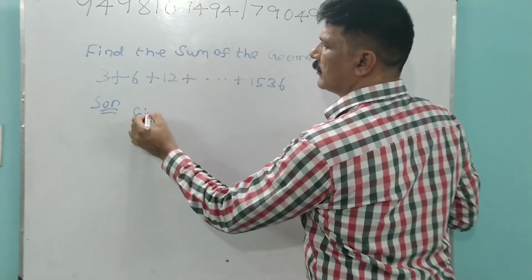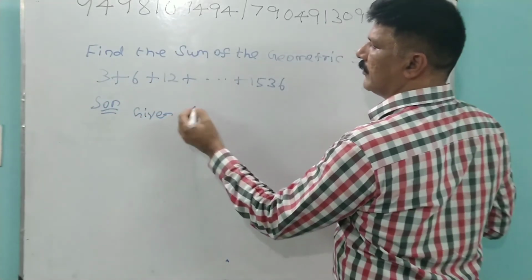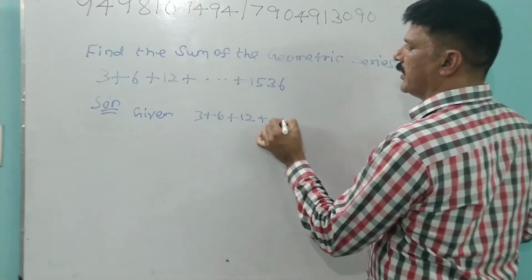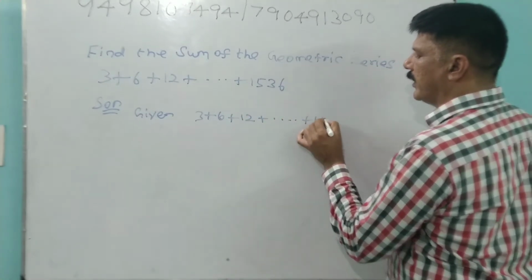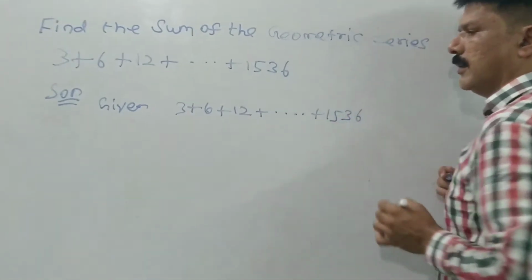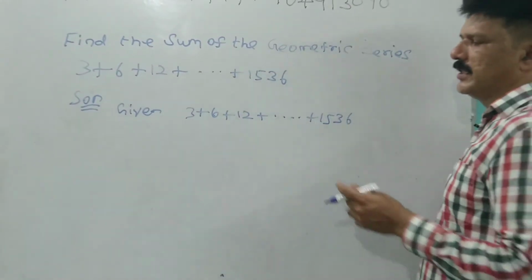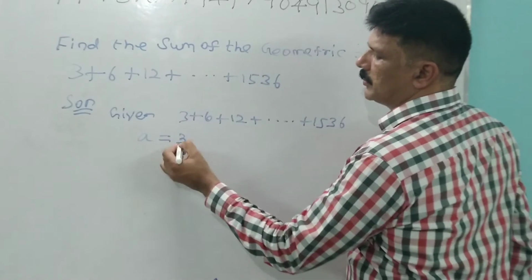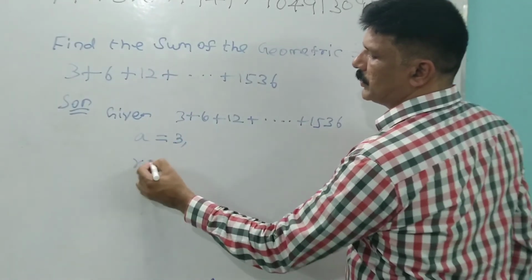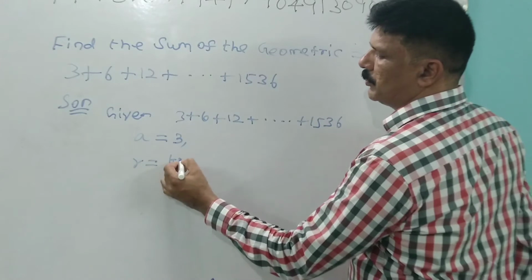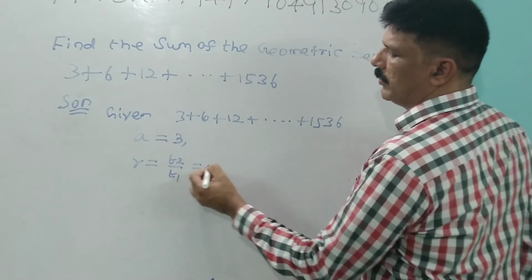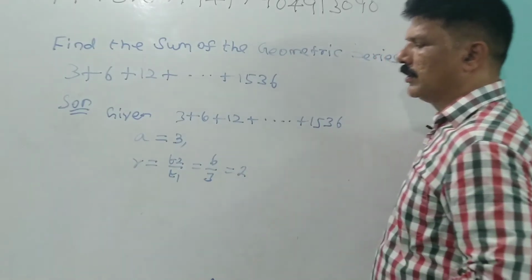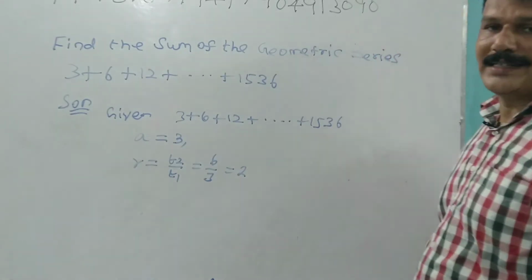Given the series 3 plus 6 plus 12 plus etc. plus 1536. This is the given series. Here a equal to first term 3, r equal to t2 by t1 equal to 6 by 3 equal to 2.